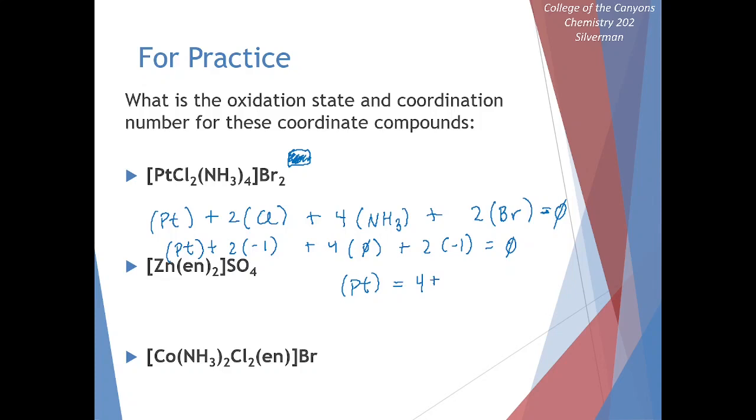For the coordination number, we can look at what is inside of our brackets. We have 2 chlorides and we have 4 ammonias. Those are the ones that are attached to our platinum. We can draw our picture, right? We have platinum, we have 2 chlorides, and we have 4 ammonias.